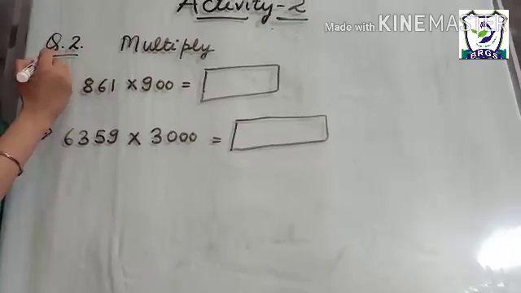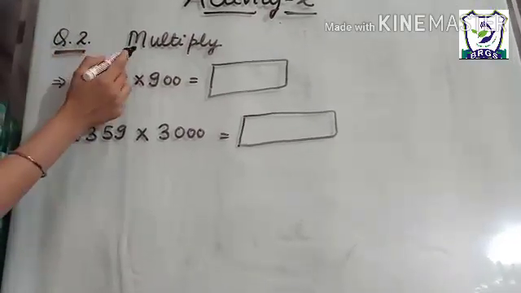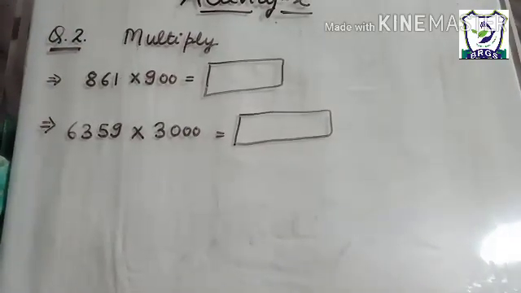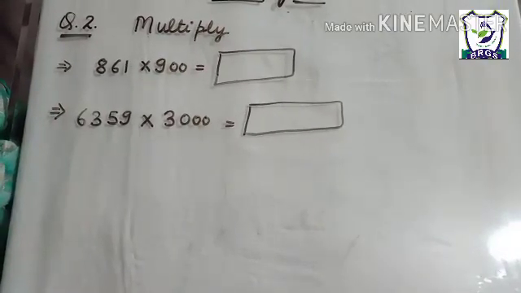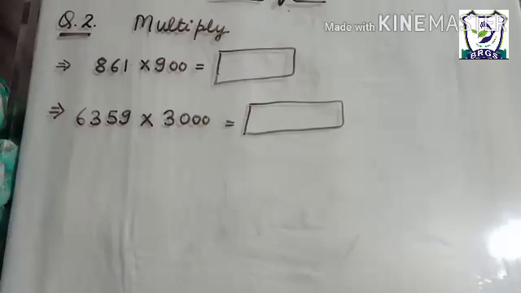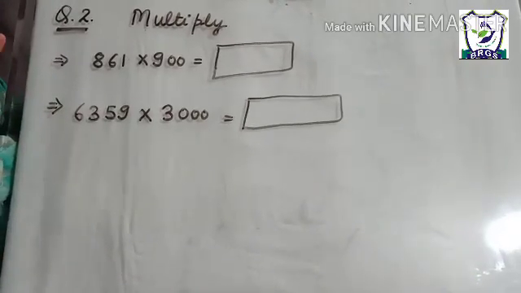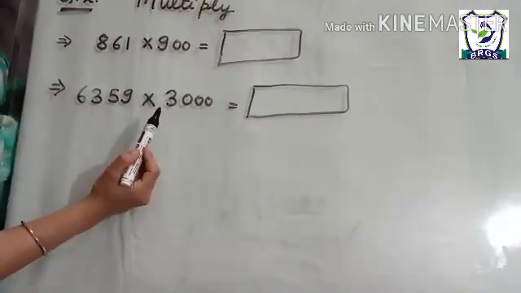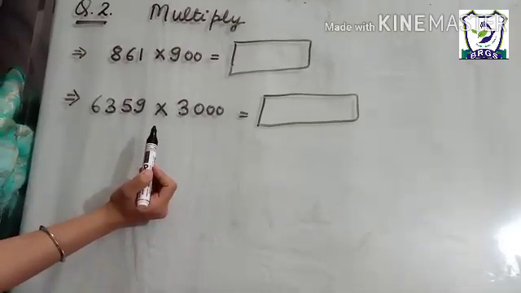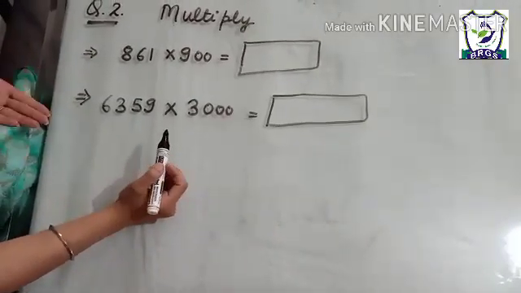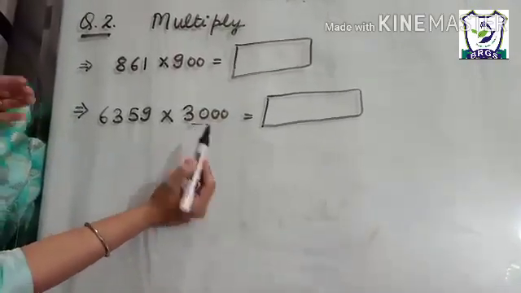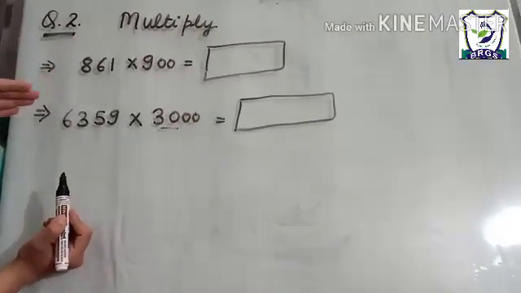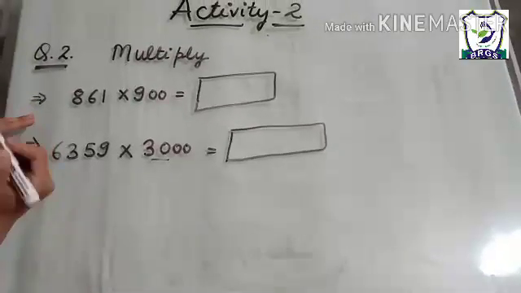Students, question number 2. In question number 2 you have to do the multiply. Students, we have done this concept also, that whenever you have to multiply by the numbers 10, 100, 1000 or its multiples. Multiples means the multiples of 100 are 200, 300, 400 or up to 900. Similarly, the multiples of 1000 are 1000, 2000, 3000 and up to 9000. Okay students, we will follow that rule here to solve this question.